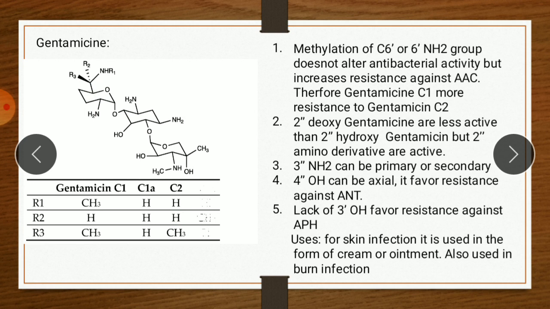Uses: it is effective in treatment of various skin infections for which topical cream or ointment may be used, because it offers no real advantage over topical neomycin in treatment of all but pseudomonas infection. However, it is recommended that topical gentamicin be reserved for use in such infections, and also used in treatment of burns complicated by pseudomonas. So these are the main uses of gentamicin.